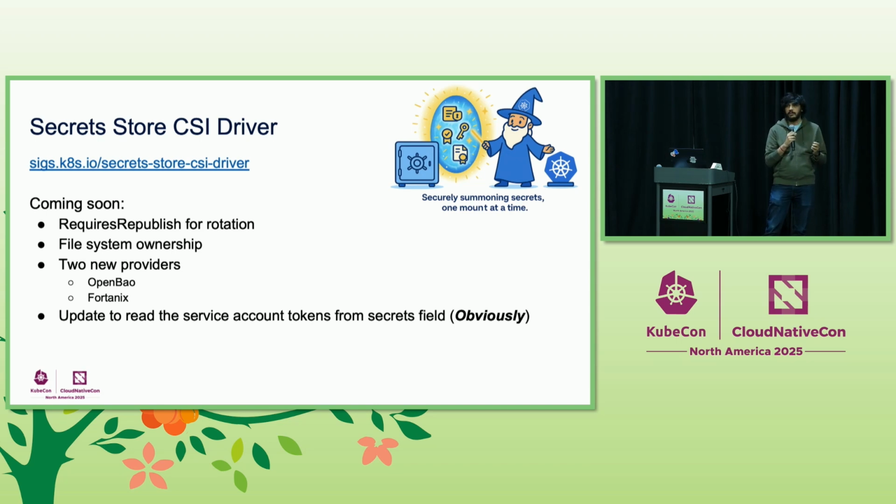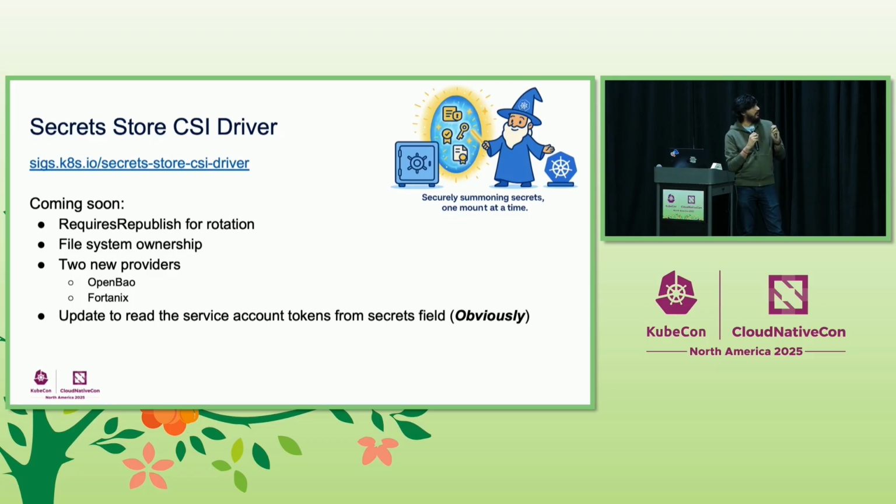And we have a custom controller, which is doing that today. And we are trying to switch to requires republish, which has been a long time coming, and then we'll hopefully get the PR merged soon. With this, we'll be able to drop a lot of RBAC permissions that are required for the driver. And with this, Kubelet will periodically call the driver to ensure that the volume mount is as expected.